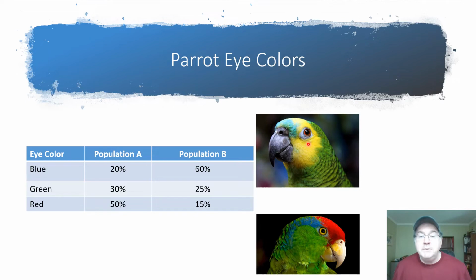What do I have here? I think I've got blue eyes, and well, I couldn't find green or red. I got yellow eyes there, but you get the point. In population A, 20% of the individuals have blue eyes, 30% have green eyes, and 50% have red eyes. And then in population B, 60% have blue eyes, 25% have green eyes, and 15% have red eyes. So our populations are differing in their eye color. I guess I have to backtrack. It is important that this is the only thing they differ in, as you'll see the reason for that in just a second. So those are the two populations.